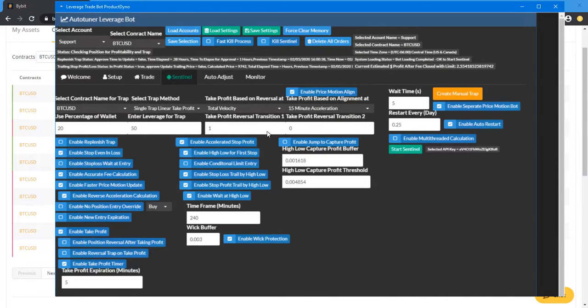One is total velocity and the other is 15-minute acceleration, with enable price motion align, so these two are aligned together. If you want your accelerations to fire a little early, you could put a 0.1 so that you do that. But I think the transition is pretty good for the accelerations. Once it starts to flip the other direction, it just has to align with the slope also before it begins to sell.